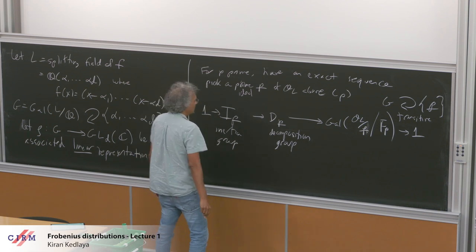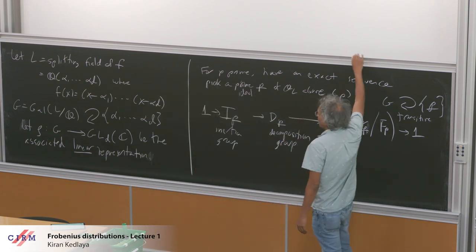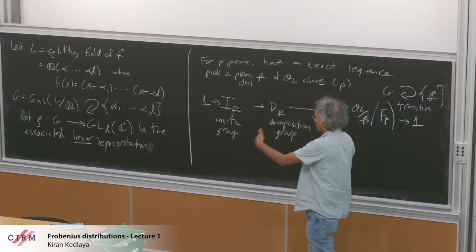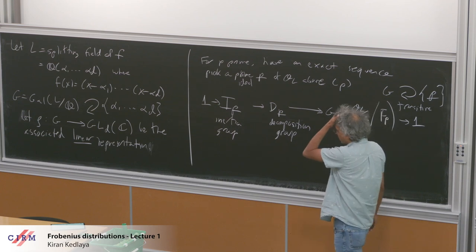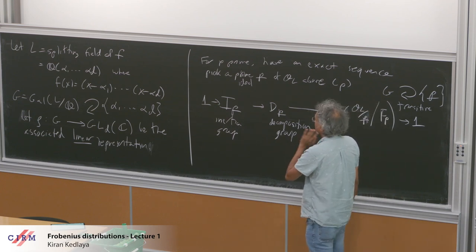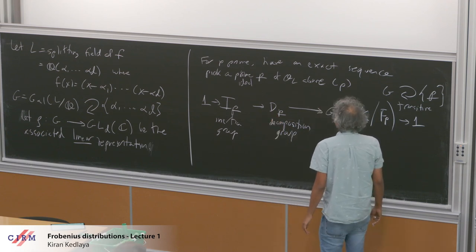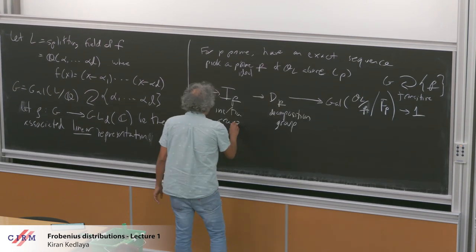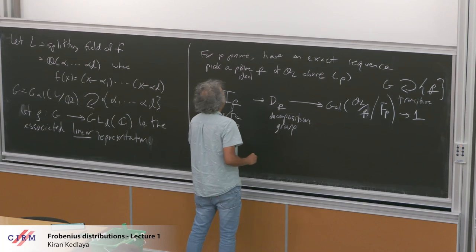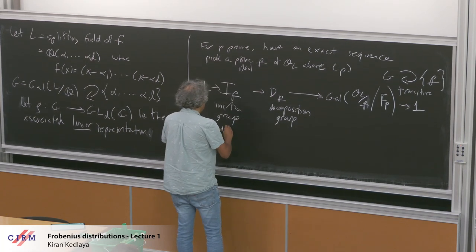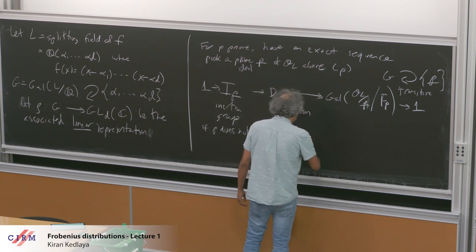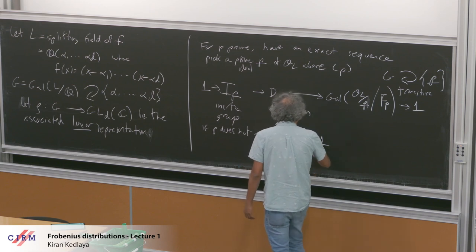But for the purposes of the kind of problems I'm going to be talking about, like taking these limits, this limit is going to be insensitive to any fussing around at finitely many primes. So in particular, I can forget all the ramified primes. There are only finitely many of them. And so I can concentrate on the case where P does not ramify. If P does not ramify, then IP is the trivial group.